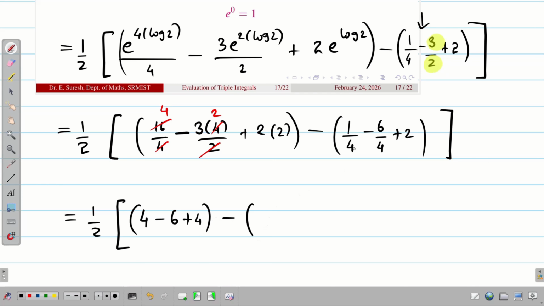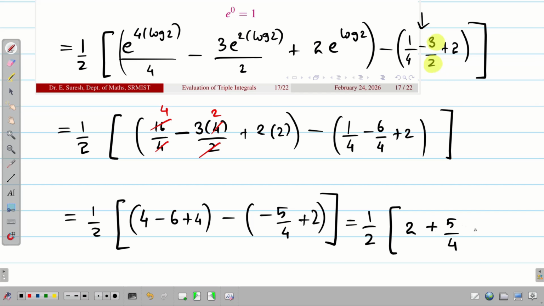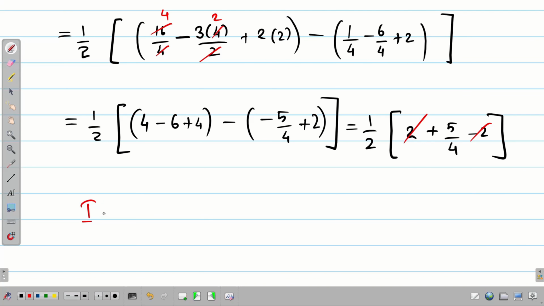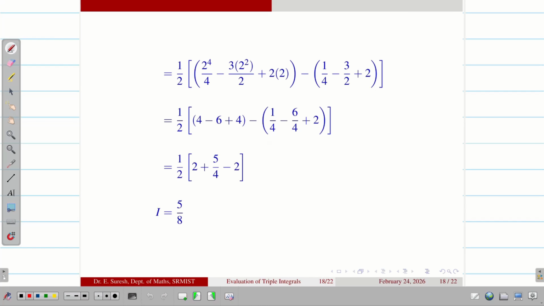Here, when you take LCM, we get minus 5 by 4 plus 2. So 1 by 2, 8 minus 6 is 2. When I multiply the minus inside, we get plus 5 by 4 minus 2. So 2 gets cancelled. So my final solution I is 1 by 2 into 5 by 4. That is going to be 5 by 8. Hope you understand, students. You can see the typed version.